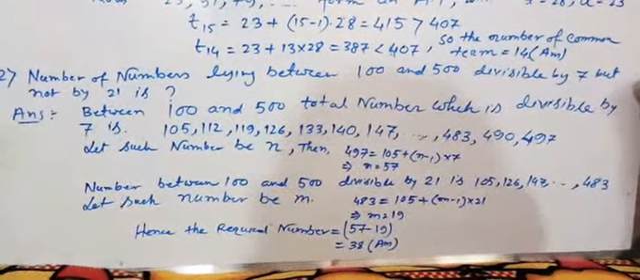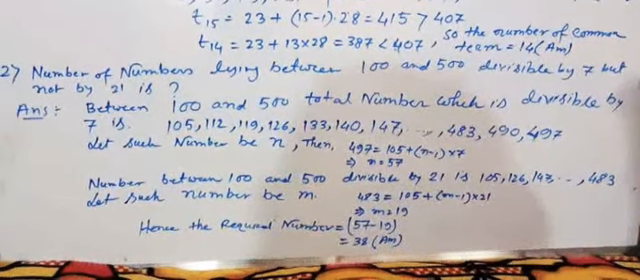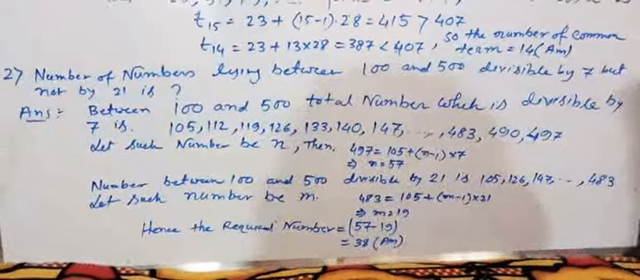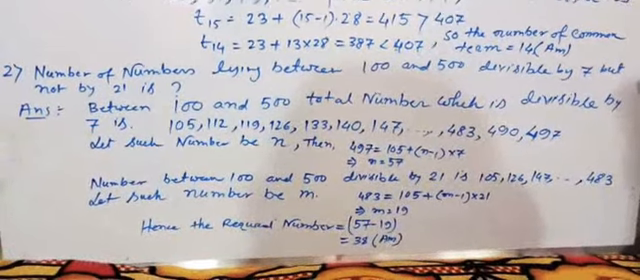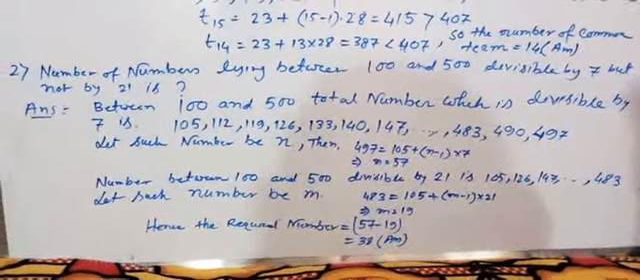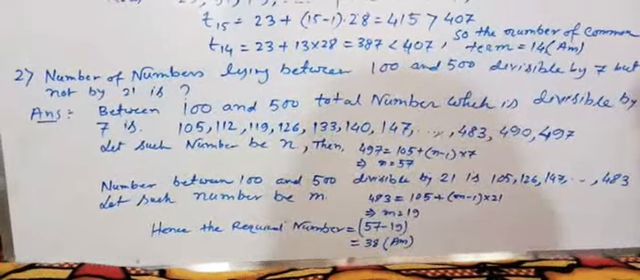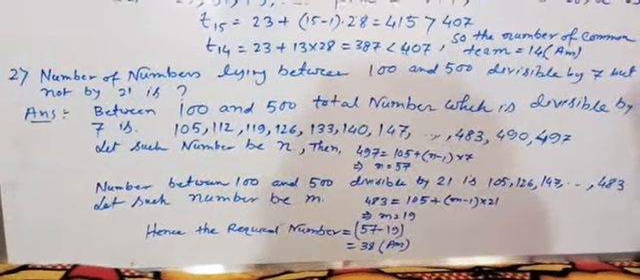The numbers between 100 and 500 divisible by 21 are 105, 126, 147, ..., 483. Let there be m such numbers. Then 483 equals 105 plus (m minus 1) times 21, where the common difference is 21. So m is equal to 19. Hence the required number is 57 minus 19, that is 38.